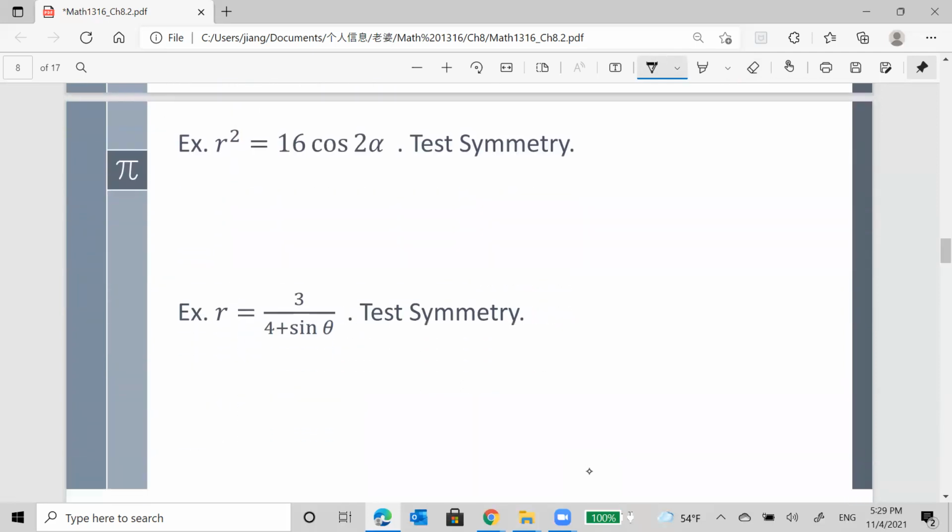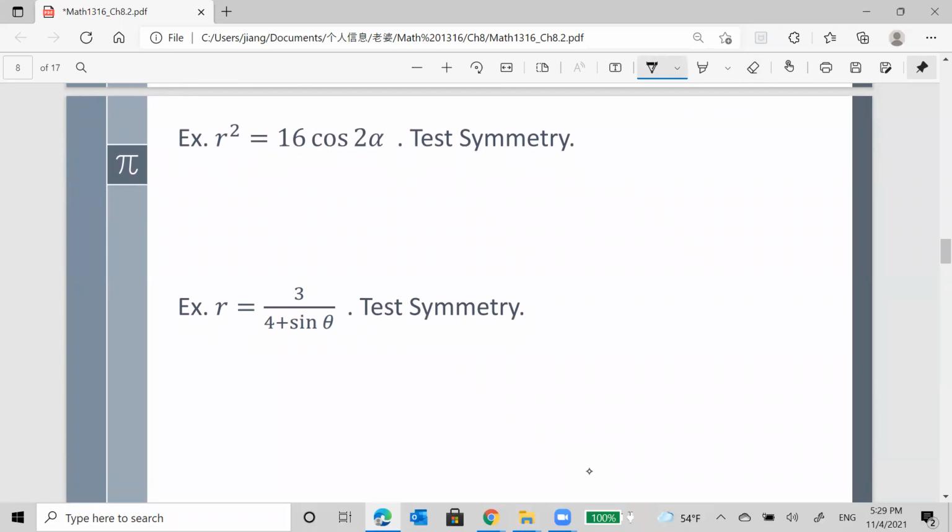Okay, next example. r squared equals 16 times cosine 2 alpha, test the symmetry. It doesn't let you graph it, that means we just test the symmetry. So the first step, insert the negative theta in the equation, and let's see if the new equation equals the old one. So r squared equals 16 times cosine.